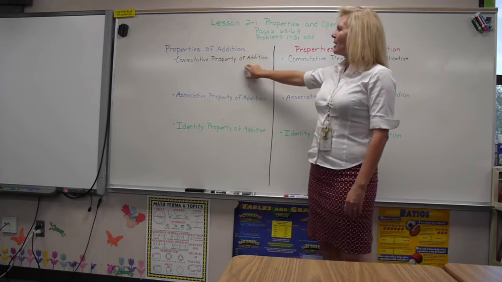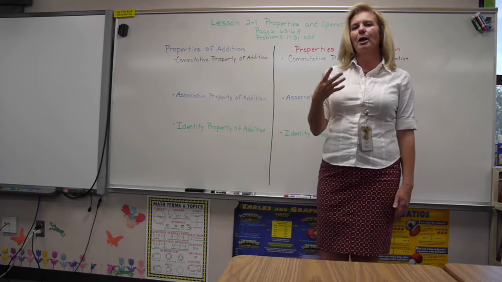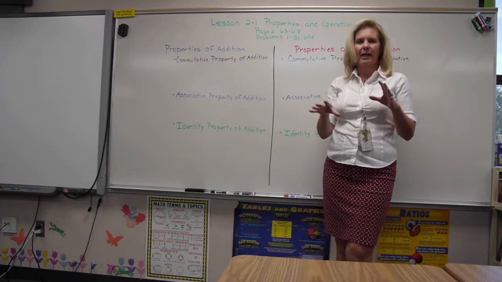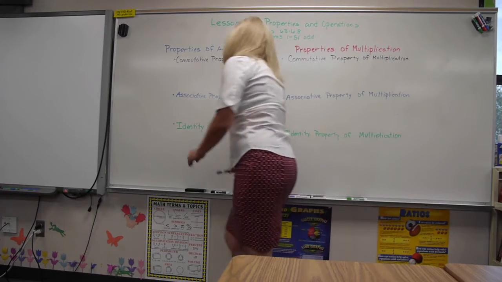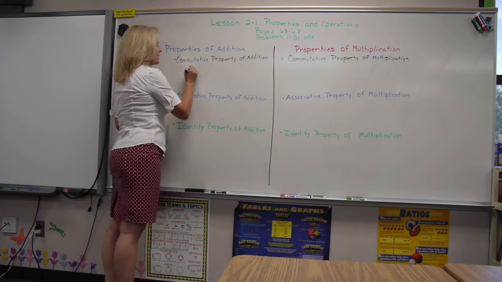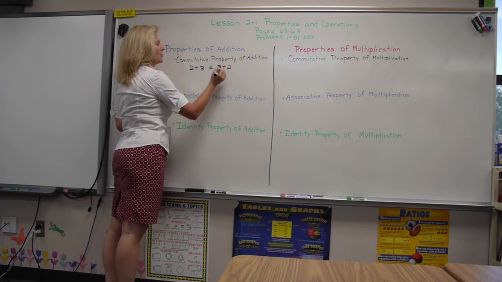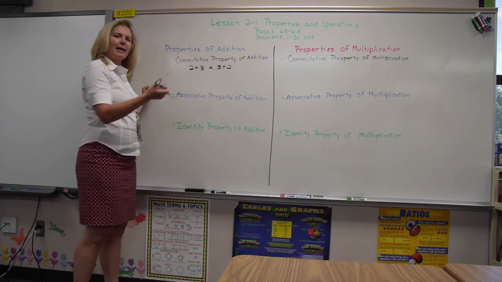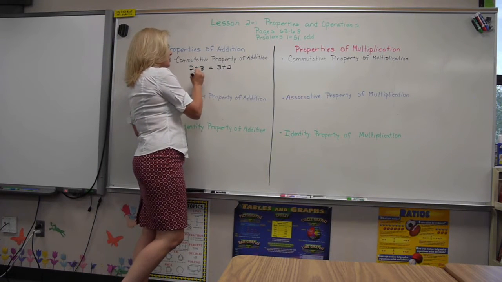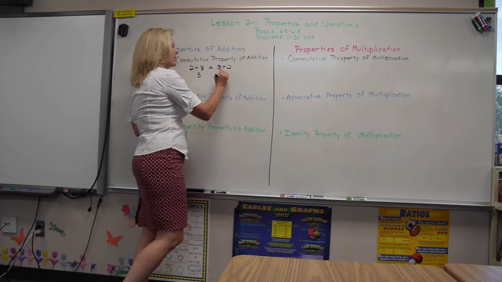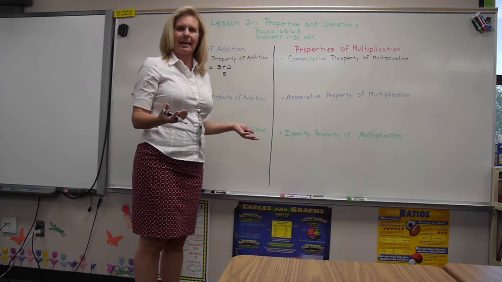So the first property I want to talk about is the commutative property of addition. Now the word commute means to move. And so when we're talking about the commutative property, it's something that you guys have done your whole life. You know that 2 plus 3 is equal to the same thing as 3 plus 2. So it doesn't matter the order that I add things, the answer is always going to be the same. 2 plus 3 equals 5, and 3 plus 2 equals 5. So we can commute the numbers, and the answer will be the same.